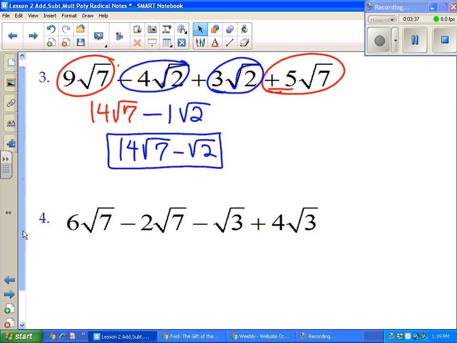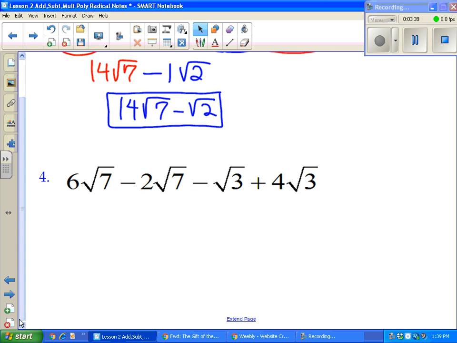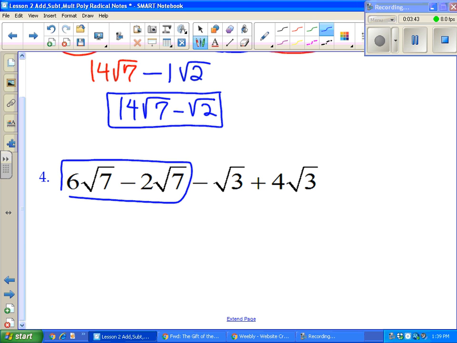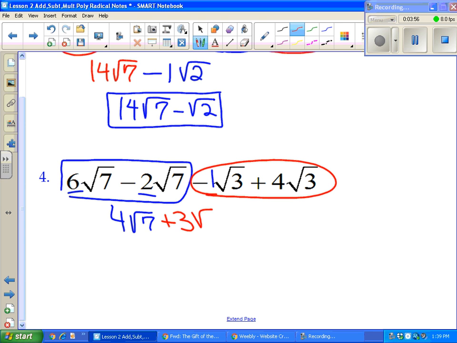All right, let's go to number 4. Let's add and subtract like terms. So I have 6 square roots of 7, 2 square roots of 7. That gives me 4 square roots of 7. I'm only going to add and subtract the numbers in front. Minus 1 square root of 3 plus 4 square root of 3. You add those numbers, you get plus 3 square roots of 3. Those two parts, both added together, make the answer.